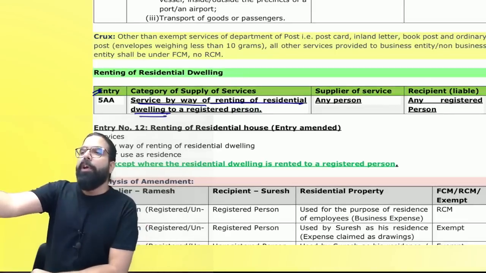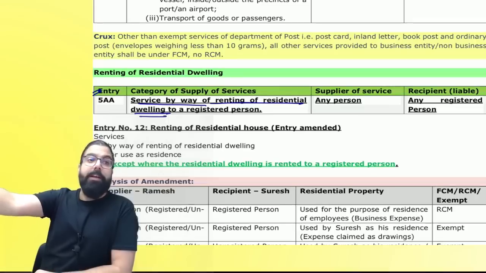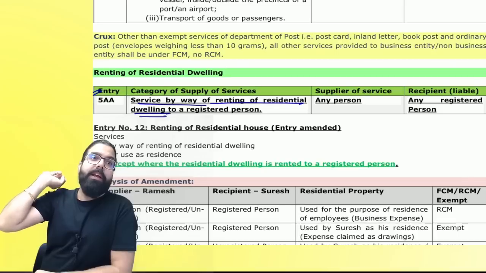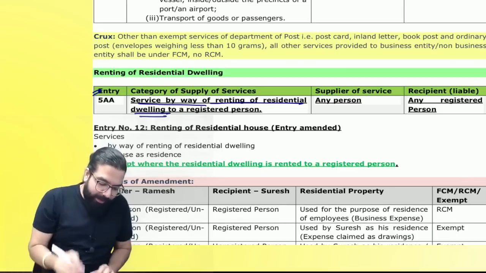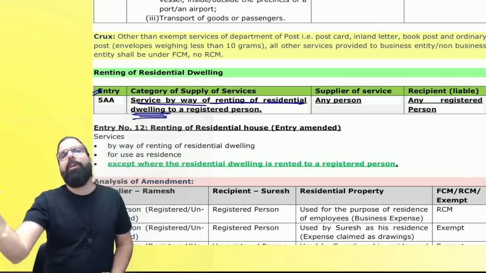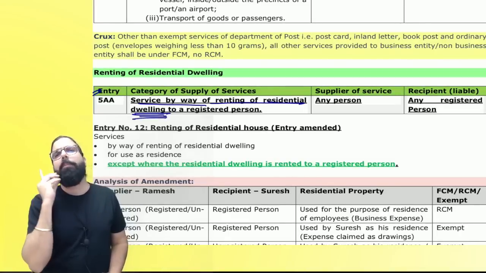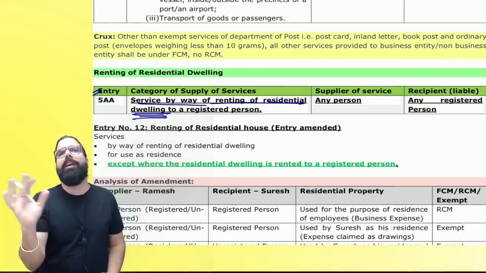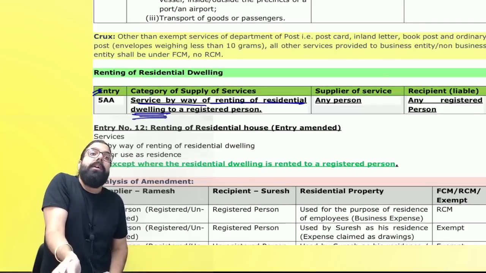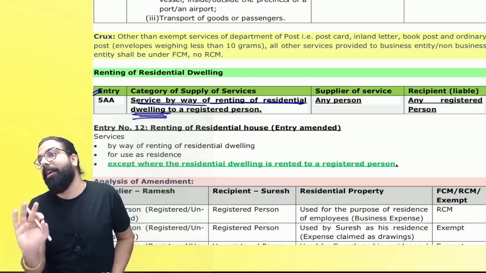Tell me one thing. Madam, your name? Deepali madam has taken a house on rent. She is staying over there. Now the landlord has given a residential dwelling for staying. Deepali is not a registered person. Do you think she will pay GST under RCM? Do you think the landlord will charge GST under forward charge? Nothing. Residential property is exempted. But if it is given to a registered person, then the registered person will pay GST under RCM.